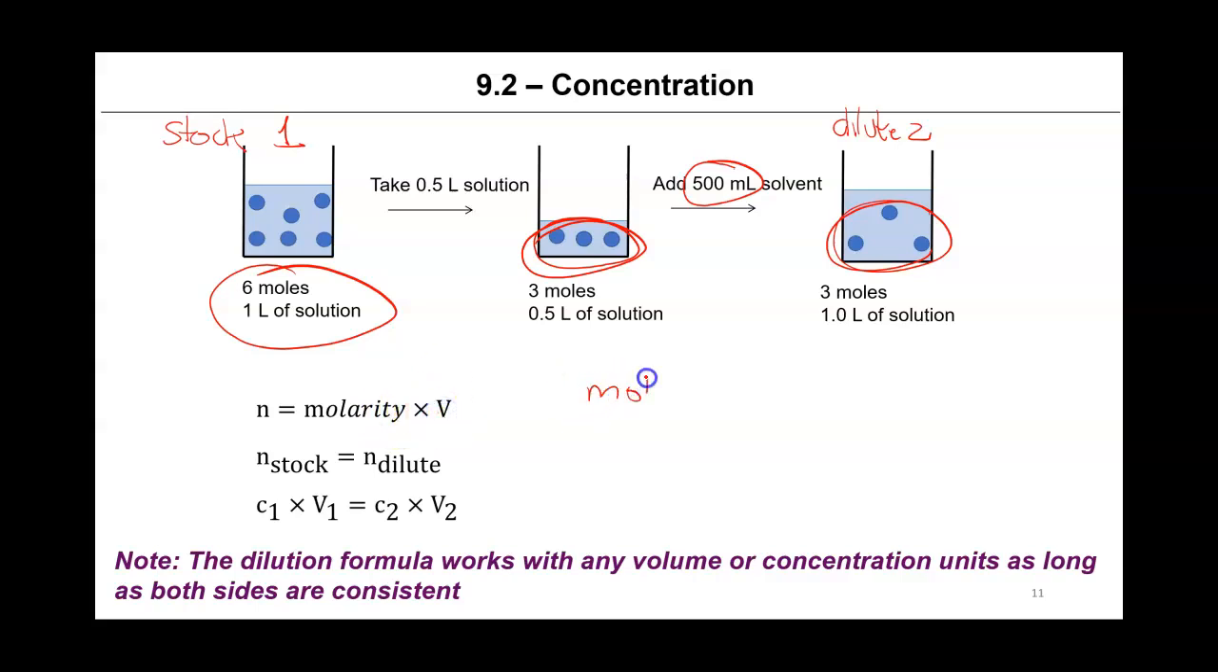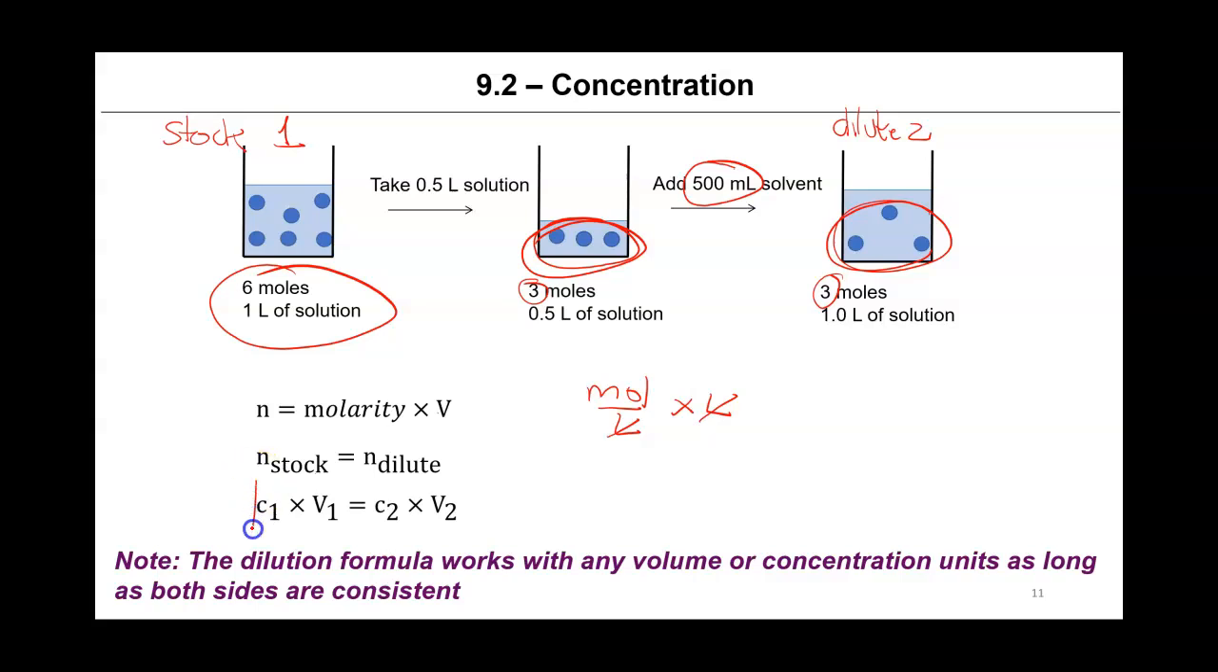We can prove that because molarity is moles over liters. If we times that by the volume in liters, you can see we get moles. And the number of moles that we take from the stock, in this case we took 3, is always equal to the number of moles that we end up with in our dilute solution. Another way of saying that is the molarity of the stock times by the volume we took from the stock is equal to the molarity of the dilute solution times by the volume of the dilute solution.